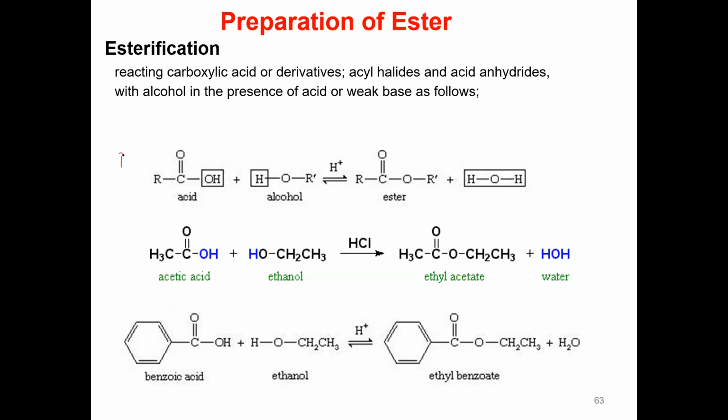So this is the first example, carboxylic acid react with alcohol, so produce an ester. So OH ni akan keluar. Okay, example acetic acid react with ethanol in the presence of HCl, so in the presence of acid, so dia akan produce an ester dekat sini. Okay, another example, benzoic acid react with ethanol will produce ethyl benzoate.